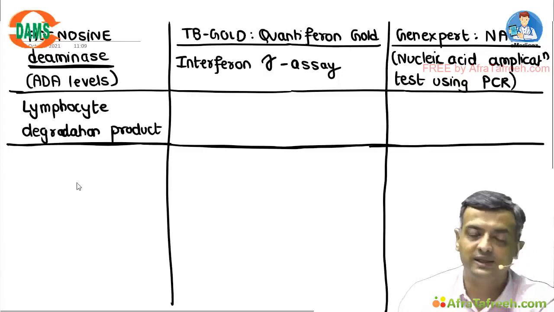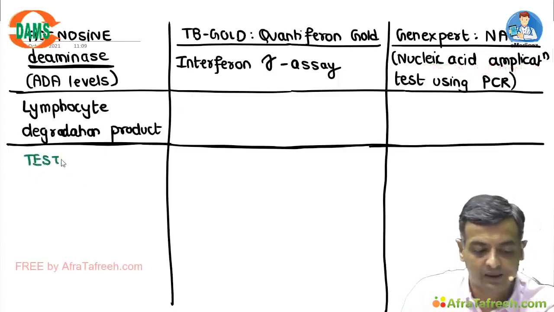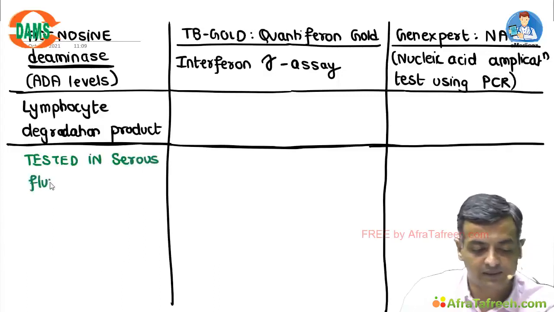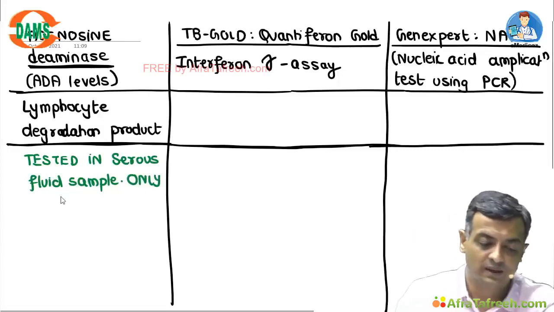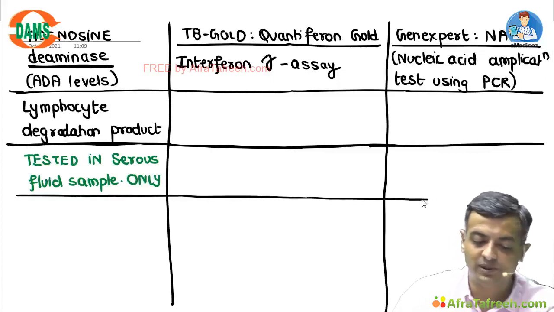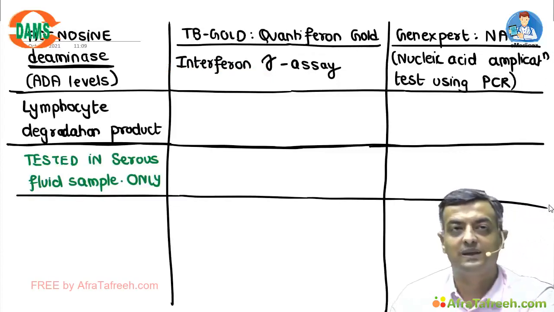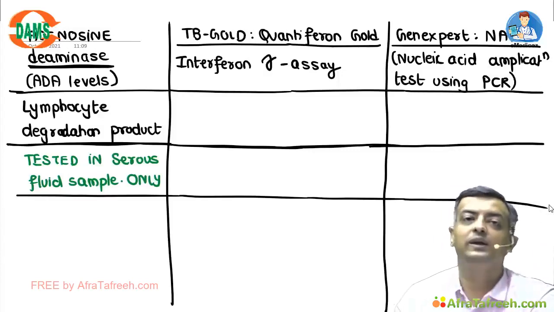This adenosine deaminase can be tested in which sample? It can be tested in serous fluids only. You cannot do ADA in sputum, you cannot do ADA in the blood or the biopsy. It can be tested in the serous fluid sample only.